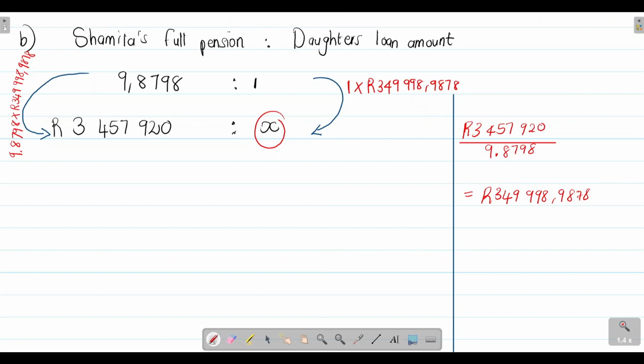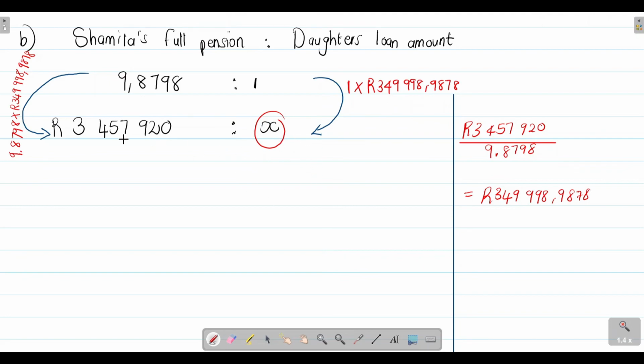We look at the ratios that are given to us. Remember, we were given the ratio of Shamila's full pension fund to the daughter's loan amount, and we are given that ratio to be 9.8798 to 1. Then we need to fill in what we already know. We know what Shamila's full pension amount is, and it is 3,457,920. However, we do not know what the daughter's loan amount is.